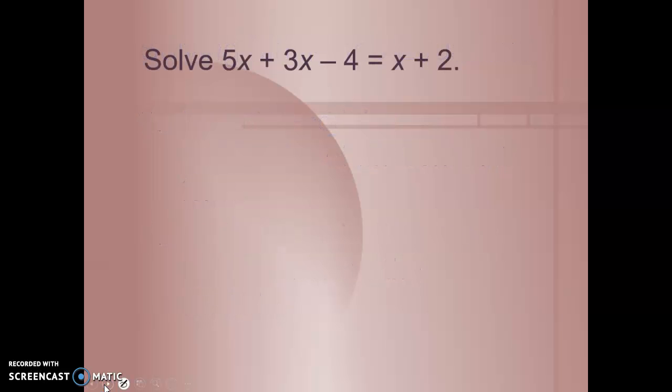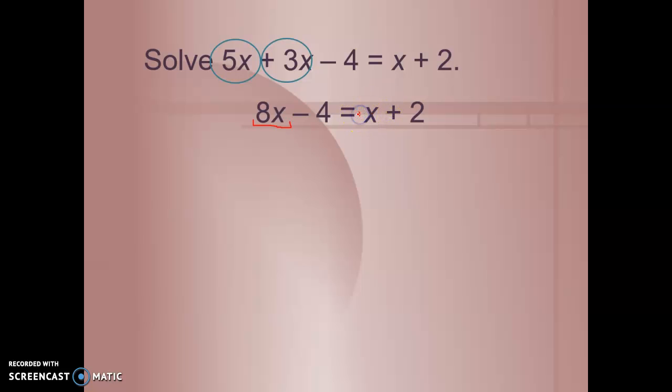So let's solve 5x + 3x - 4 = x + 2. The first thing that we want to do is look at each side of the equation and see if we can simplify it. And when we look at the left side, we see that we have two like terms that we can combine. So let's combine those first, and we get 8x - 4 = x + 2. The next thing that we're going to do is move our variables to one side and our constants to the other side. This has the biggest value, 8x, so this is the one I'm going to keep, and I want to remove this one.